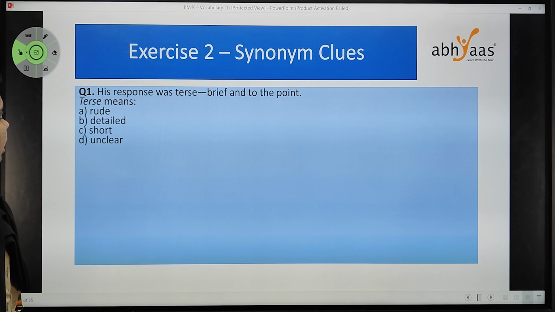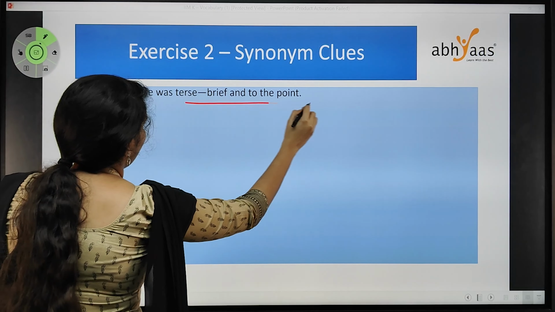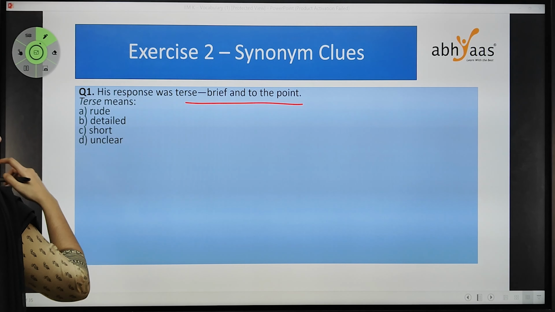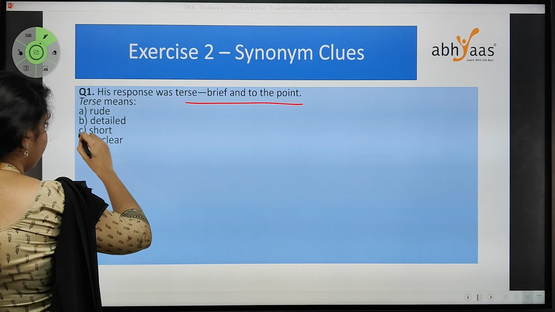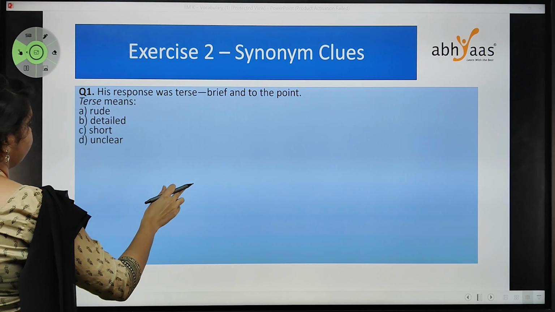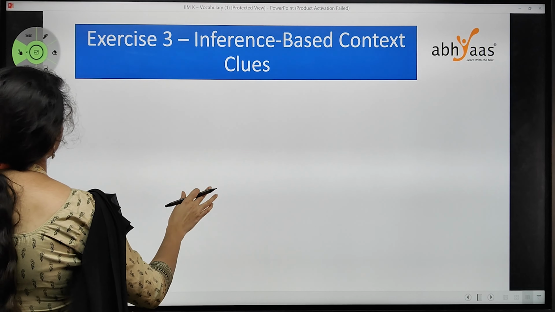Okay, his response was terse, brief, and to the point. See, here we have a direct explanation. So terse, what would it mean? Is it rude, detailed, unclear? No, obviously brief is nothing but short, brief, and to the point, right? Pretty easy. Let's look at some more questions now.